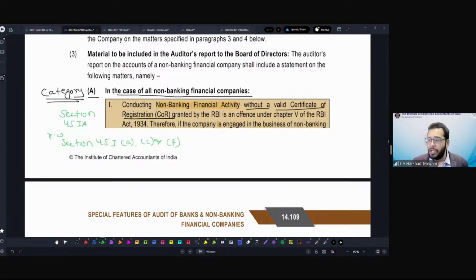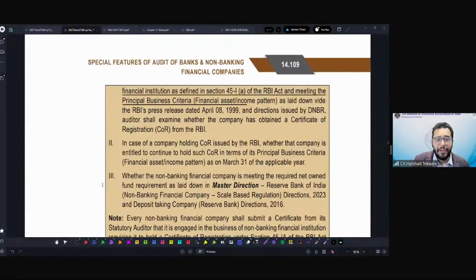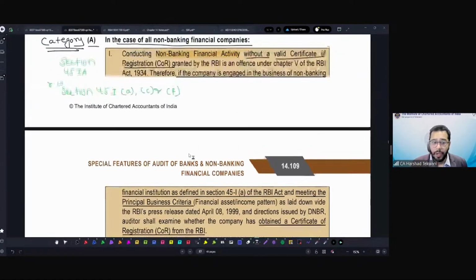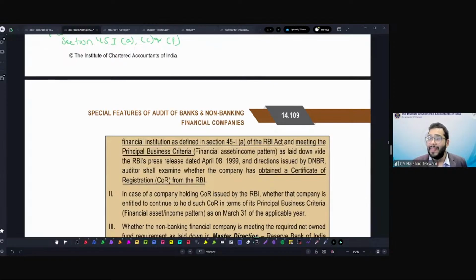See over here, it is also written in that particular part. Therefore, if the company is engaged in the business of a non-banking financial institution as defined in 45IA of the RBI Act and meets the principal business criteria, the 50-50 criteria, it shall obtain a valid certificate of registration from RBI. Means every NBFC doing the business of an NBFC defined in 45IA, which again refers to (c) and (f), shall obtain a valid certificate of registration, and if they meet the principal business criteria, that is the 50-50 criteria.